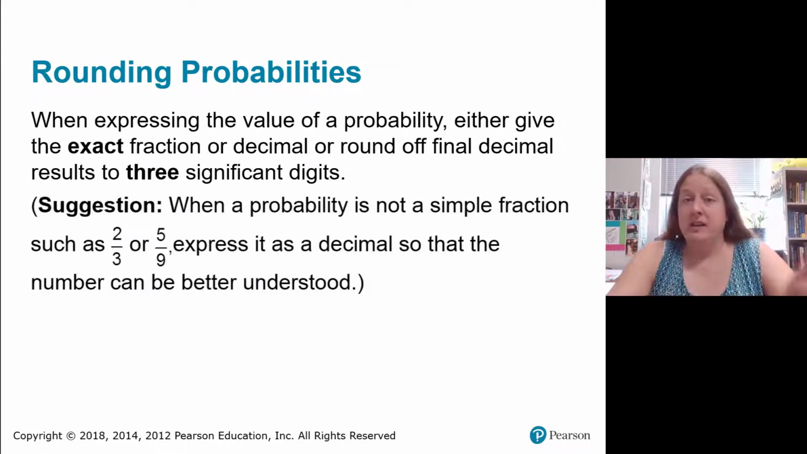So if you look at it and you don't understand it, whoever you're trying to communicate it to is also not going to understand it. So use fractions when they're easily understood. Use decimals every other time. And 3 significant digits is the magic number.